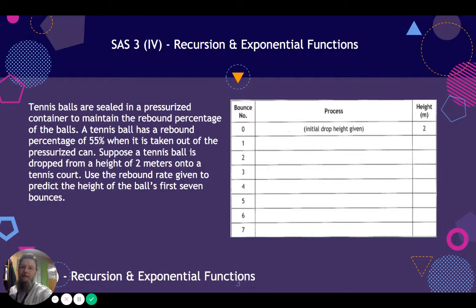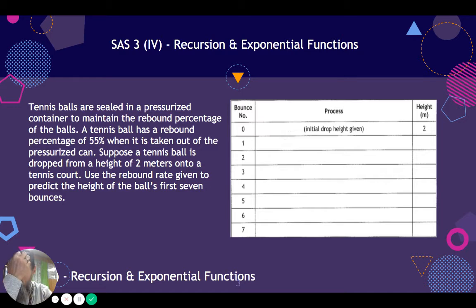Tennis balls are sealed in a pressurized container to maintain the rebound percentage of balls. A tennis ball has a rebound percentage of 55% when it is taken out of the pressurized can. Suppose a tennis ball is dropped from a height of 2 meters onto a tennis court, and use the rebound rate given to predict the height of the ball's first 7 bounces.